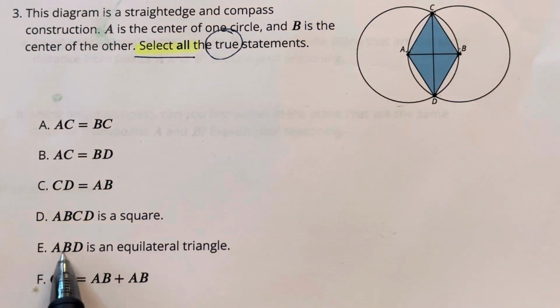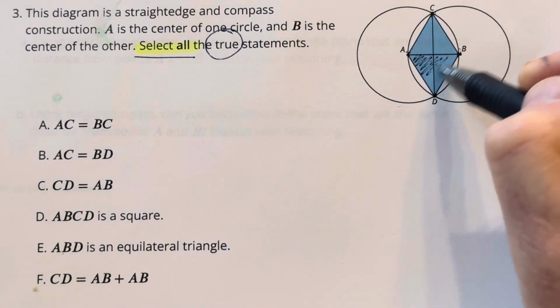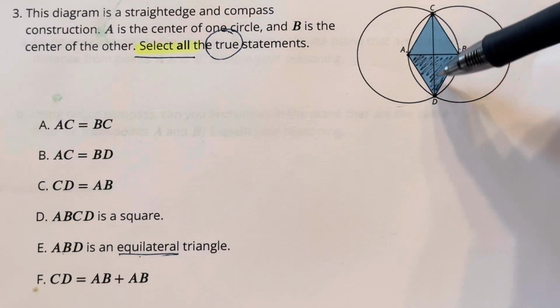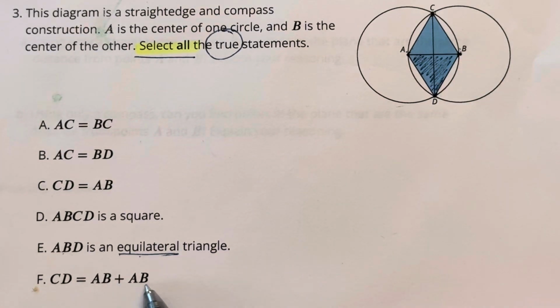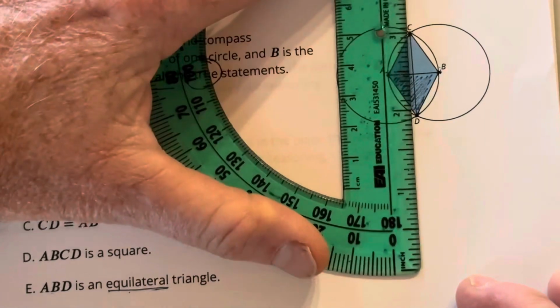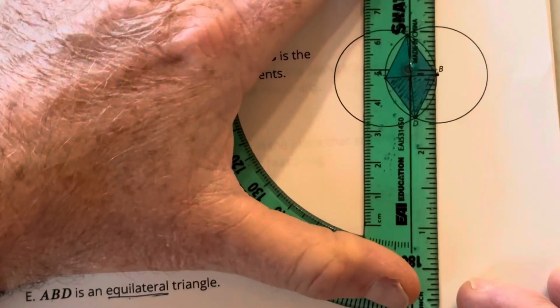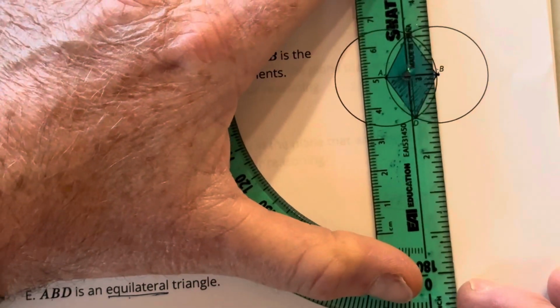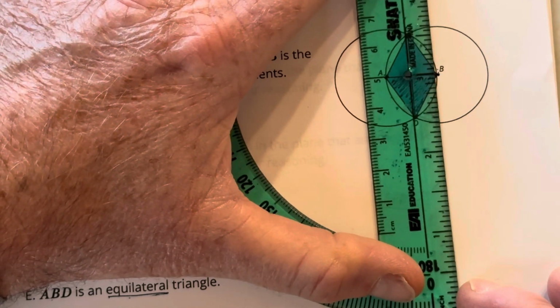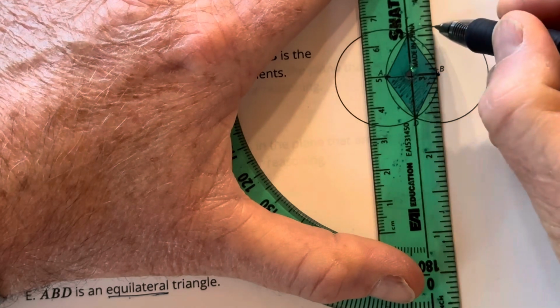And then let's look at this one, ABD. So ABD, this triangle right here. Is that one equilateral? And then lastly, CD equaling AB plus AB. Okay, well, let me show you a little trick on this last one, which is F. Let me show you something that might help with the logical reasoning. Let's just look at this.